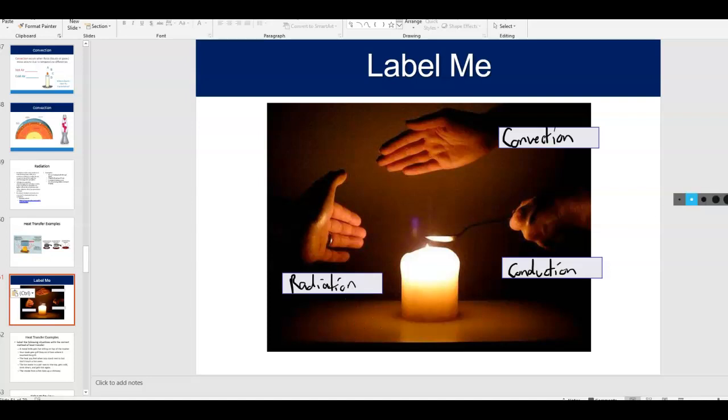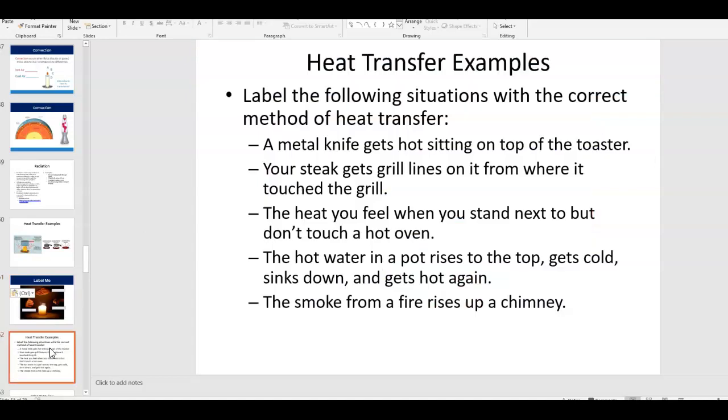And then just one more set of examples. It says label the following situations with the correct method of heat transfer. You should be able to do this on your own, but we can just go through really quickly. A metal knife gets hot sitting on top of the toaster. That is going to be conduction, so there's direct contact with solids. Your steak gets grill lines on it from where it touched the grill. Keyword there is touched. That's also going to be conduction.